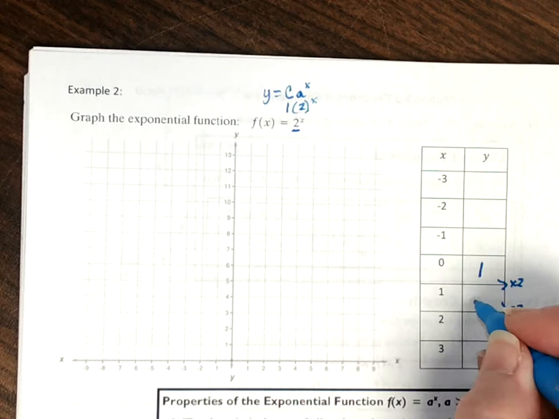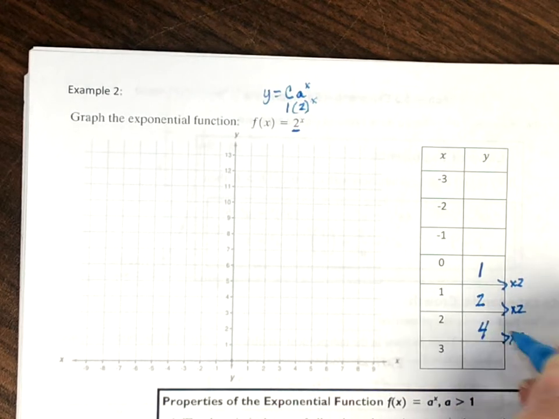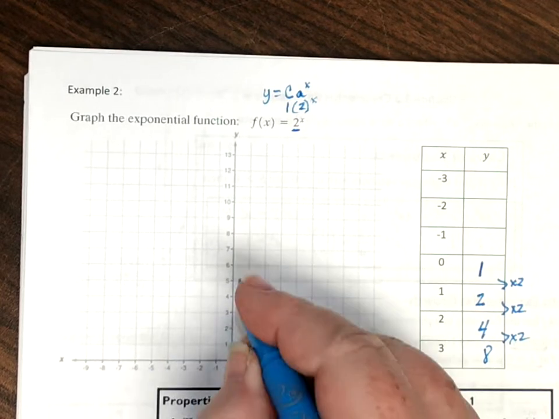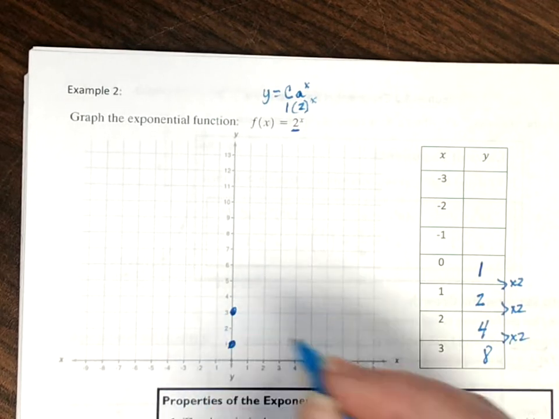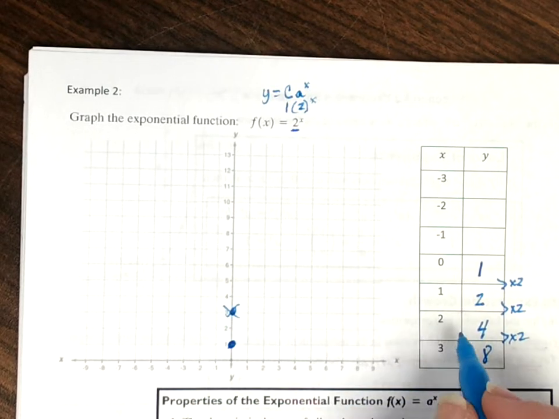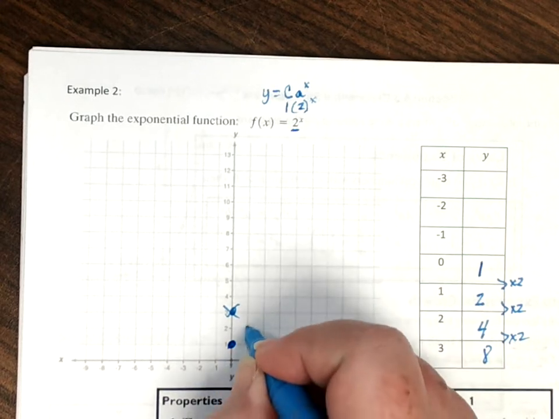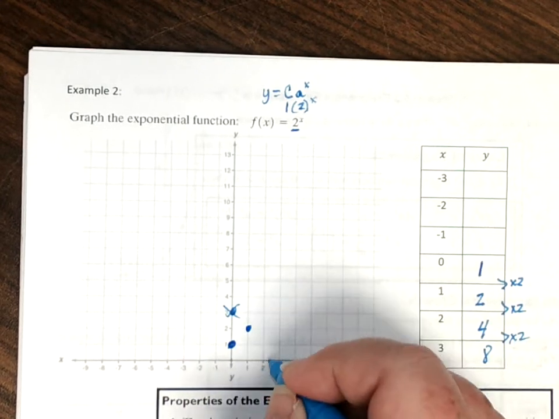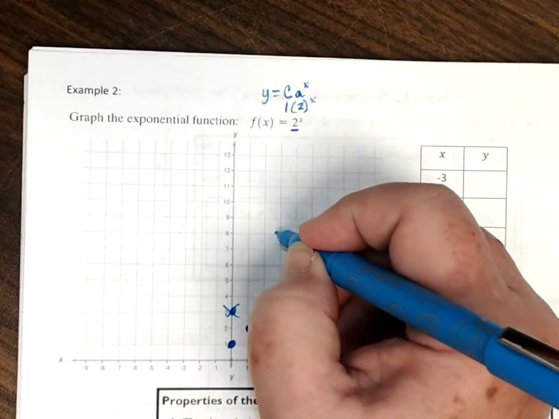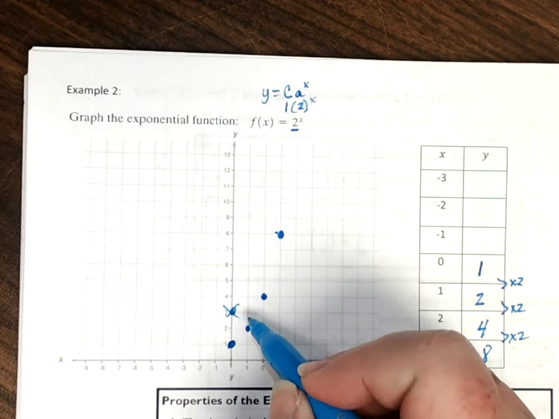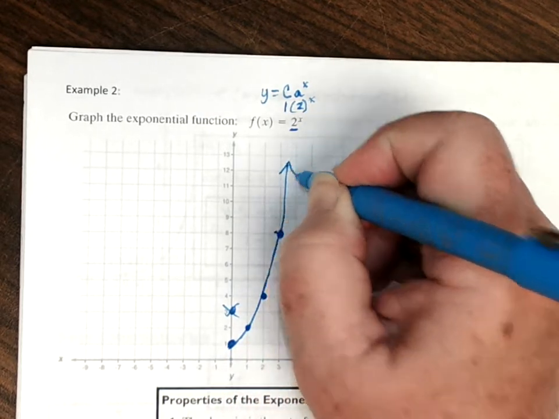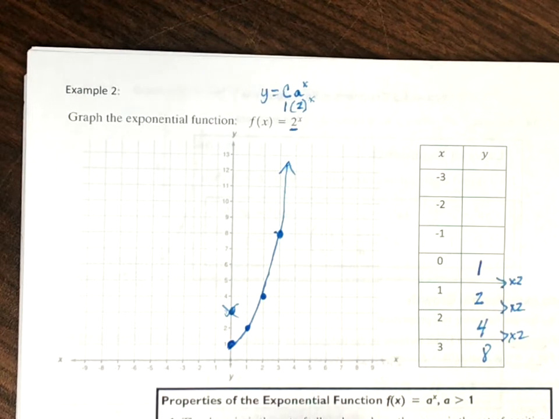So 1 times 2 is 2. 2 times 2 is 4. 4 times 2 is 8. So if I wanted to plot these points, I would start with 0, 1. My initial value, 0, 1. Then 1, 2. So right 1, up 2. And then 2, 4. Right 2, up 4. Right 3, up 8. Okay? Can you see the curve that's happening? Can you see the growth that is taking place in my graph, which is smooth and continuous?